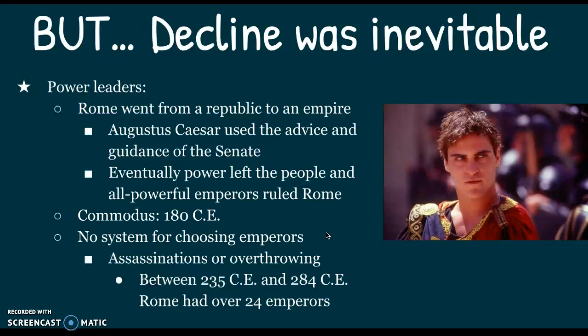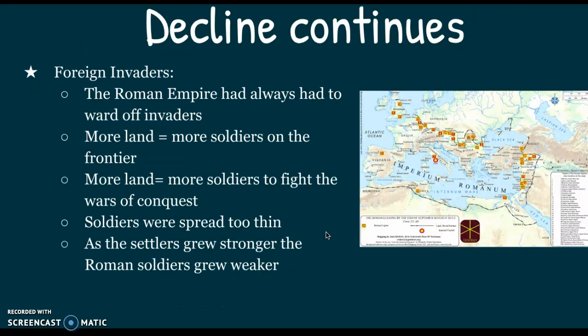There's not stable leadership. The second reason is foreign invaders. It's kind of like a domino effect. Rome is always having to defend against invaders. Nobody likes a powerful nation. The more land that Rome gained, the more soldiers they needed to fight those wars of conquest. But as they gained more land through those wars, they had to position soldiers on the frontier to protect from invasion. So your soldiers are really spread out and too thin. There are not enough soldiers to protect and to fight for.